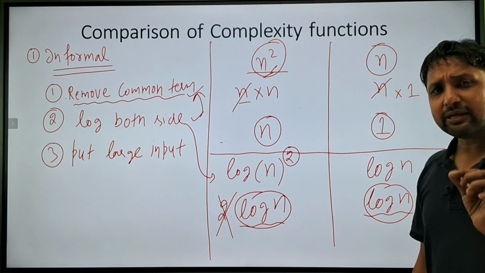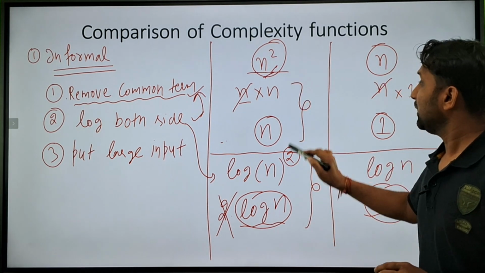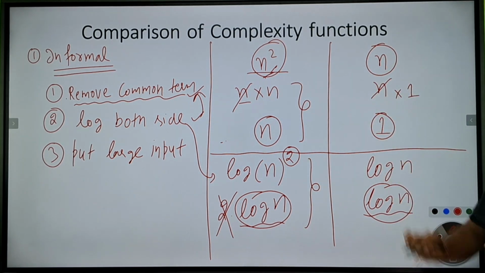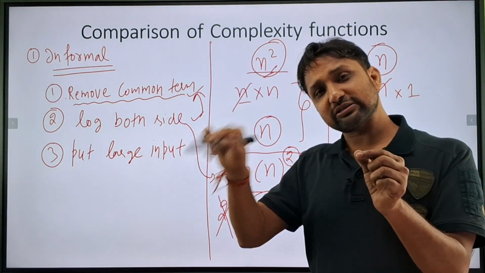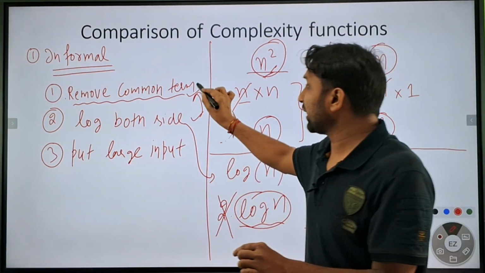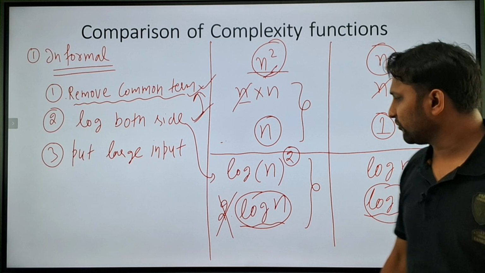So see, I applied the second step directly without applying the first step. If there is something common on both sides, we need to remove that. We need to remove it from both sides. This is a must: apply the first step before applying the second step. Otherwise, in many cases, you will get the wrong answer.